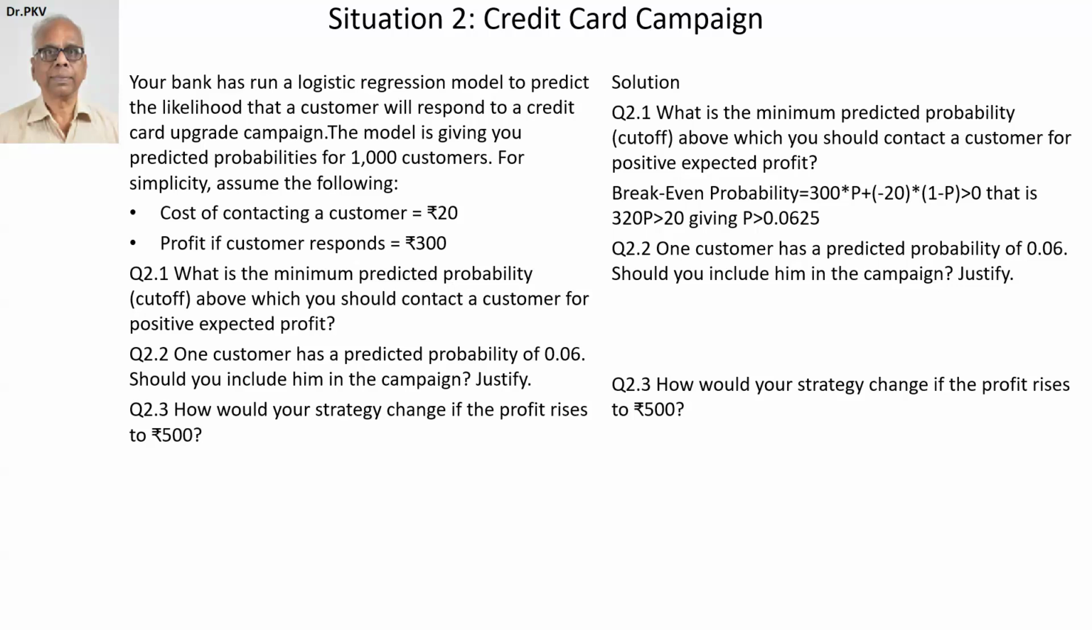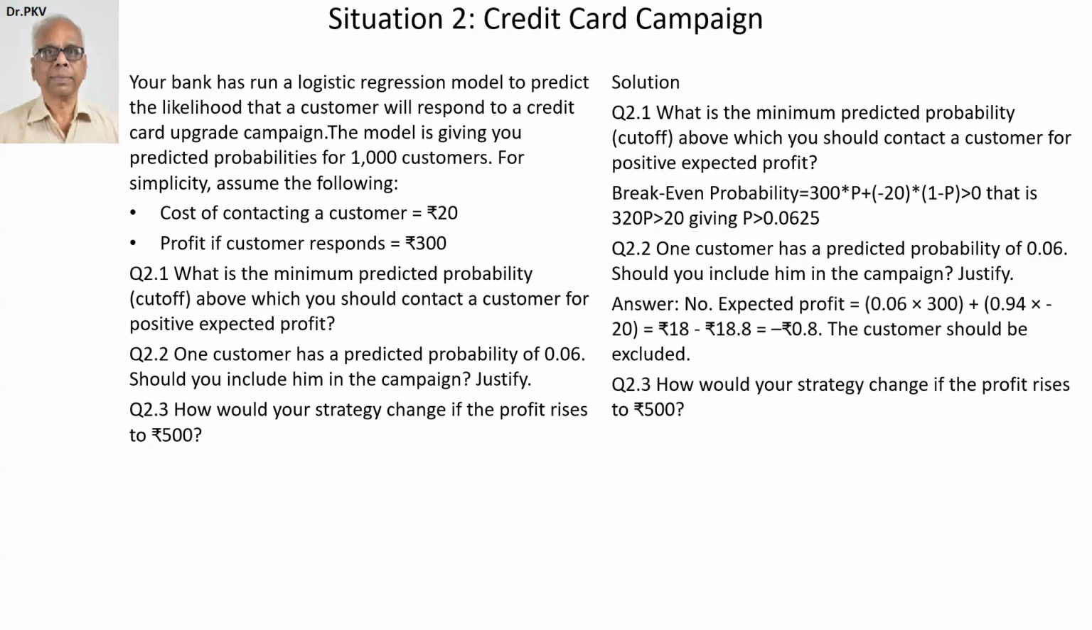One customer has a predicted probability of 0.06. Should you include him in the campaign? Justify. No. Why do you say you should not include him in the campaign? Expected profit is equal to 0.06 into 300 plus 0.94 into minus 20, which is equal to 18 minus 18.8 rupees, which is equal to minus 0.8. And therefore, the customer should be excluded from the campaign.